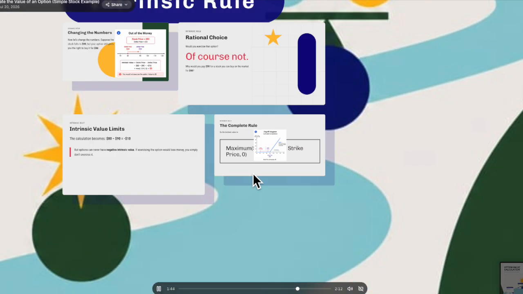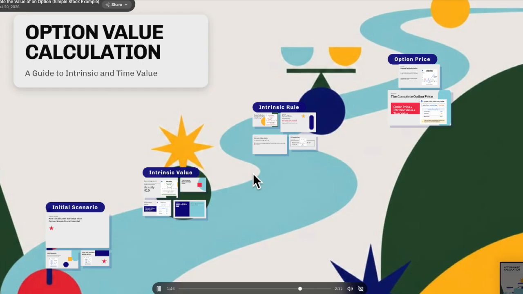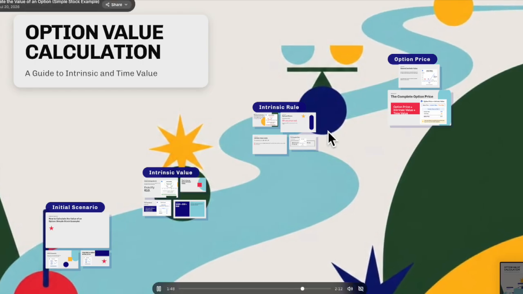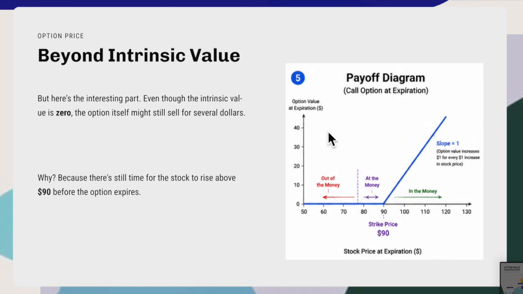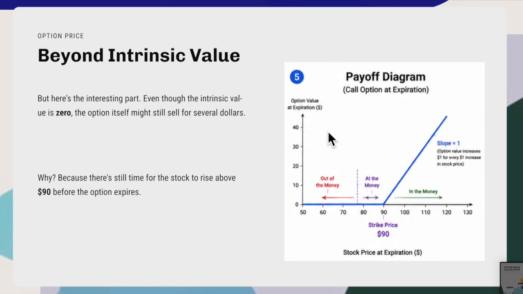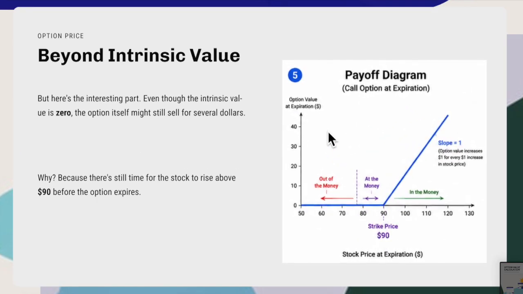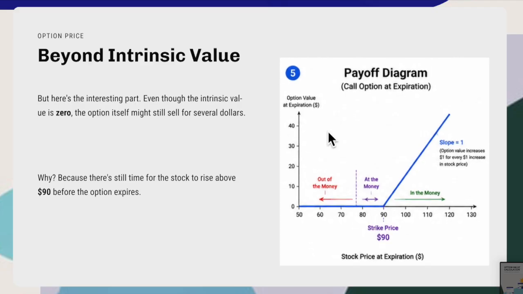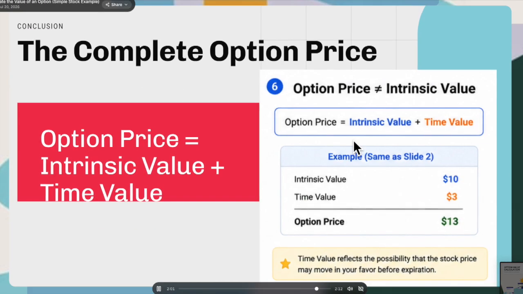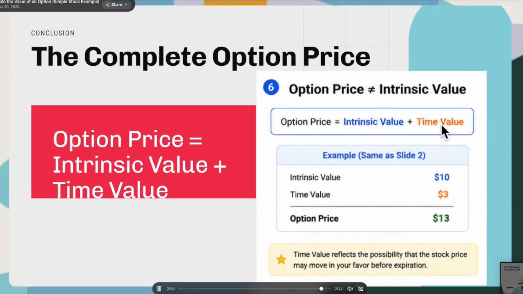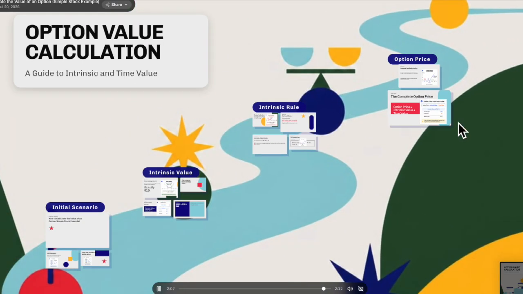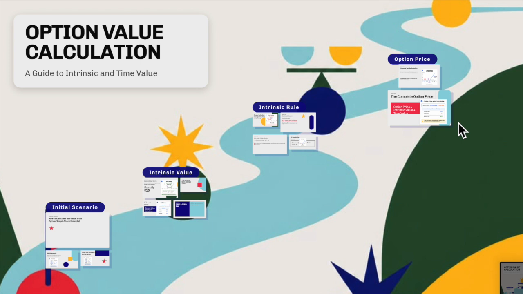We have covered the floor of intrinsic value. Next, we look at factors that influence the total market price. An option with zero intrinsic value may still sell for a price if there is time for the stock to rise. The total option price is ultimately the sum of its intrinsic value and its time value. Understanding these two components provides a clear view of an option's actual market worth.